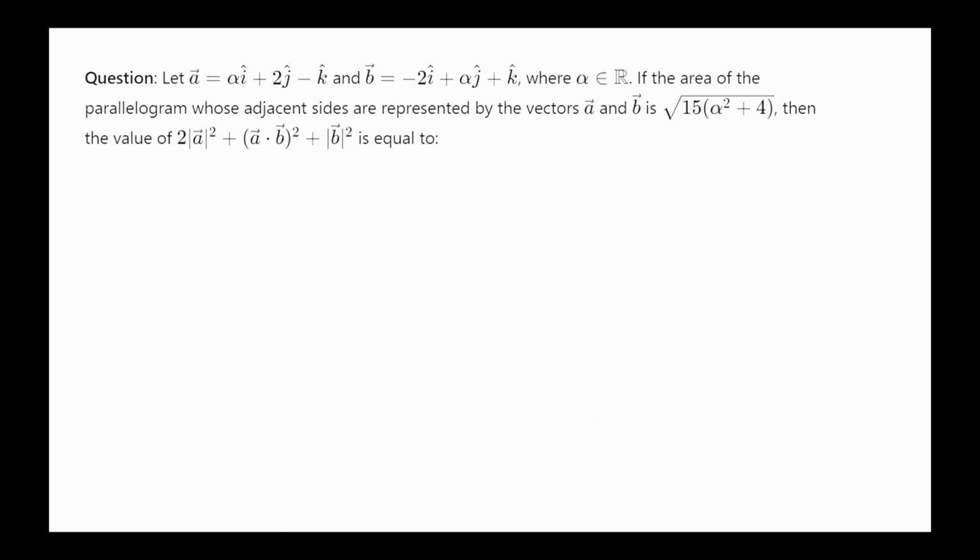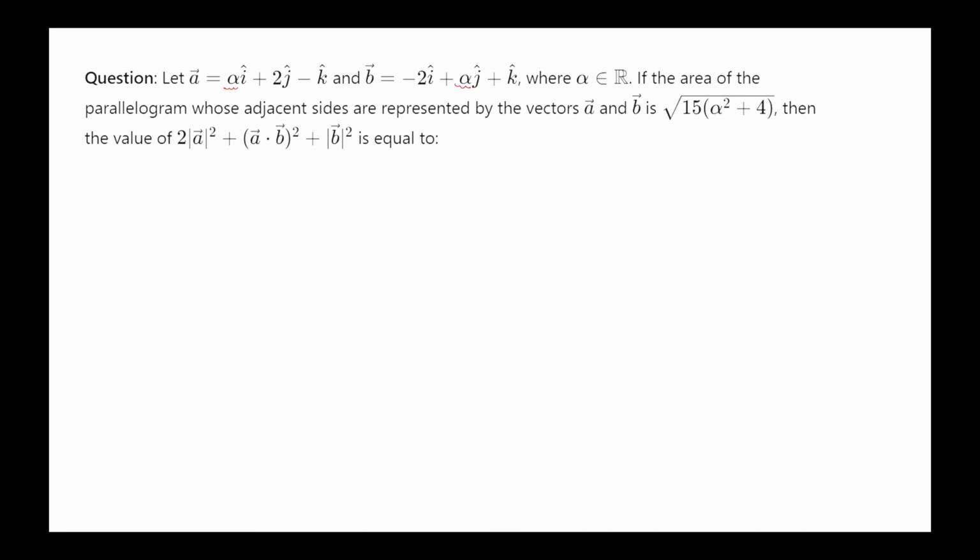So now let us look at this question. What has been given to us? Let A vector be equal to this, B vector be equal to this. If the area of the parallelogram whose adjacent sides are represented by vectors A and B is this, then find the value of 2A vector. So basically, we need to find out what exactly our A vector and B vector are, because there is an unknown variable in them, which is alpha. So I need to find out my alpha.